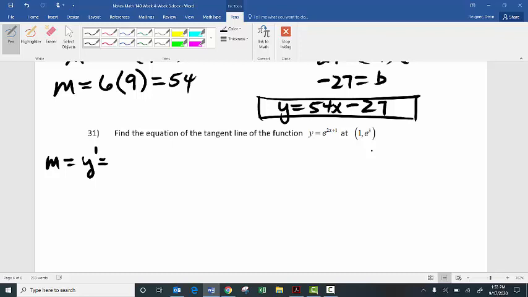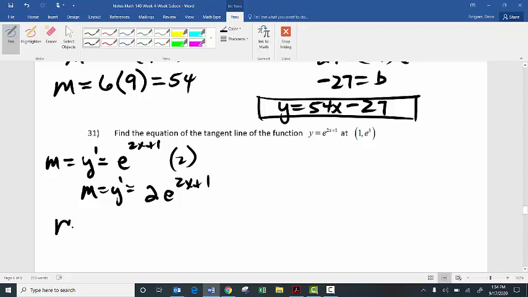See if you remember how to take the derivative of a function e to the x, or in this case, e to the 2x plus 1. The derivative of e to the x, or e to the whatever, is e to the whatever, and then you need the derivative of the exponent, which in this case is 2. So the slope, or y prime, is 2 e to the 2x plus 1. So the slope at that point, 1 comma e to the third.